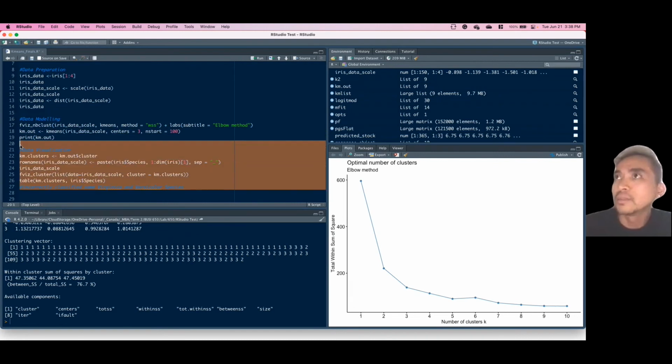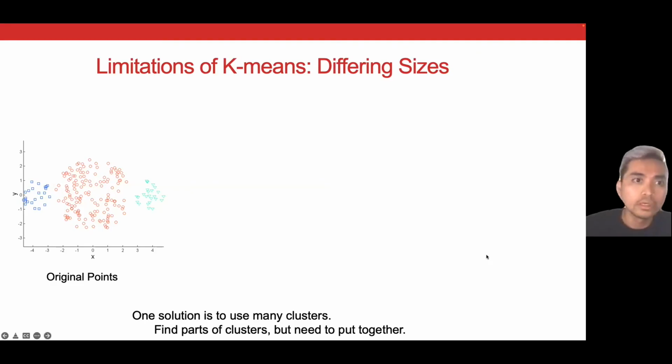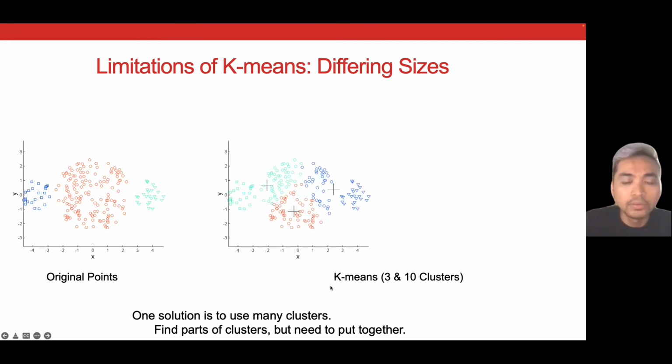And next we will visualize the data. As you can see, some are incorrectly classified. Some of the species are virginica and some of the species are versicolor. So this shows the limitation of k-means with different sizes. The original data points are like this. Visually, we can categorize them clearly, but using k-means with 3 clusters, we will have this particular classification.